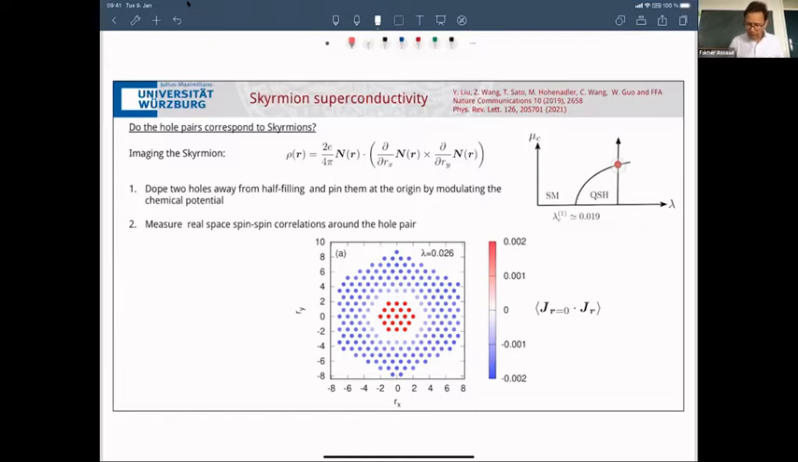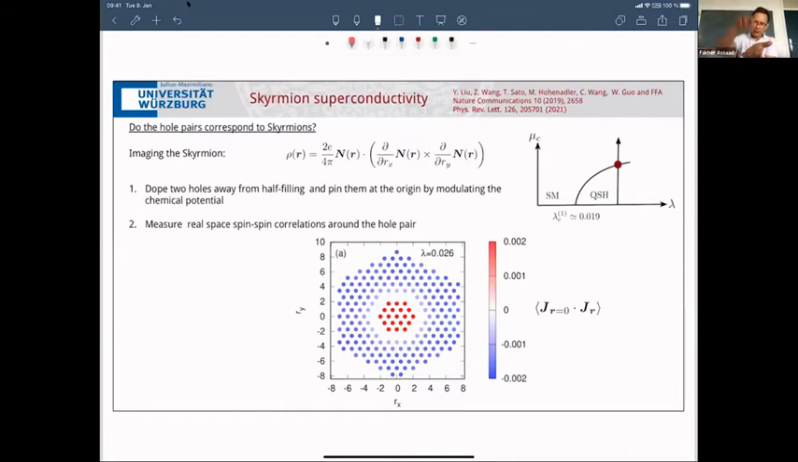We will essentially work in the canonical ensemble, and we will dope two holes right away from half filling. So we just put two holes in our system, and we want to localize this fermion. If there is a fermion, that means we have to localize the pair. And to localize the pair, what we do is we modulate the chemical potential and just do a trap, like this. So there's a trap like this in the system.